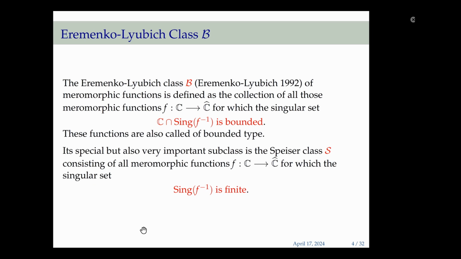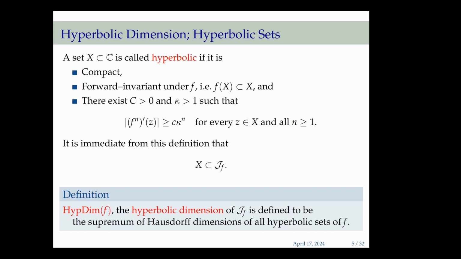And I want to speak about the Eremenko-Lyubich class B, which was introduced by Eremenko and Lyubich in 1992, defined as the set of functions for which the set of singular values is bounded. For example, all exponential functions are of this form, and many other natural functions are of this form. And there is an even more special class, for which the set of singular values is finite. Actually, a lot of work has been done already for this class of functions. It is quite often considered in the theory of iterates of meromorphic functions.